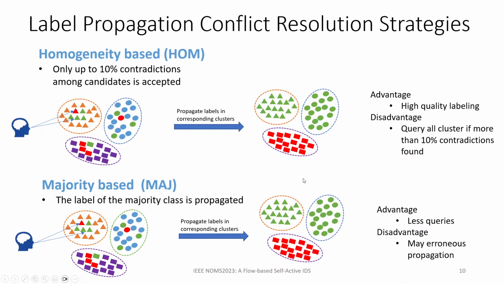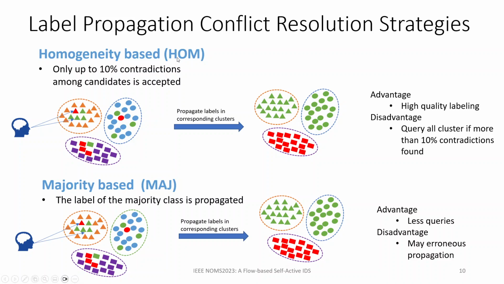So this is the next contribution that we made to handle this situation, where we proposed label propagation conflict resolution strategies. We actually proposed two strategies, the homogeneity-based and the majority-based.